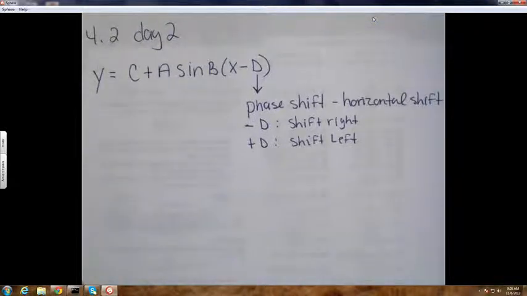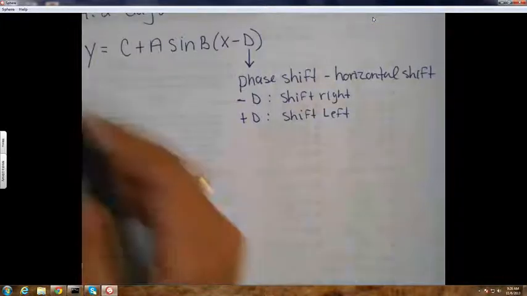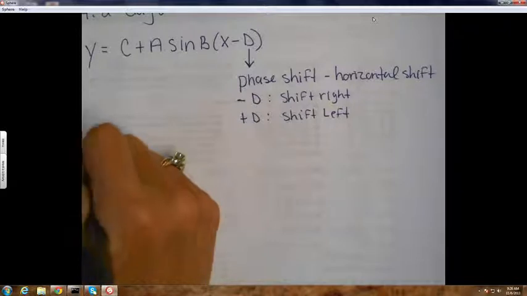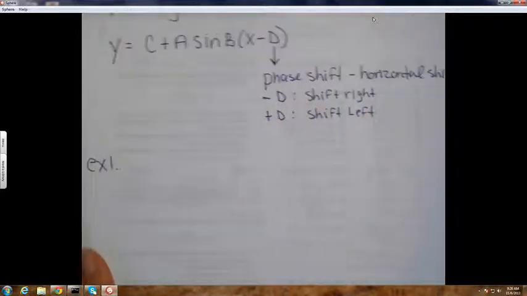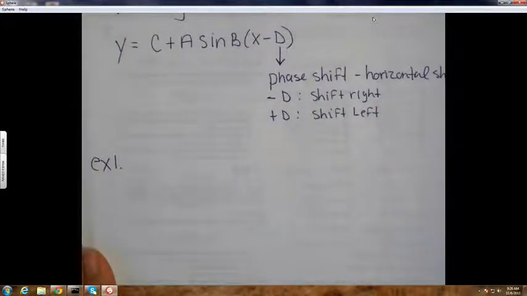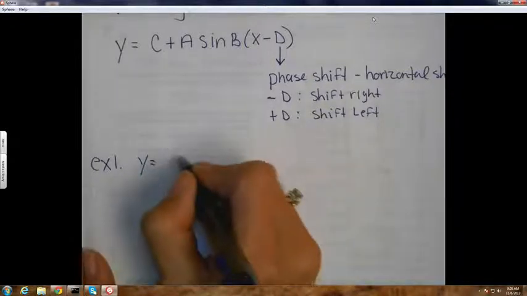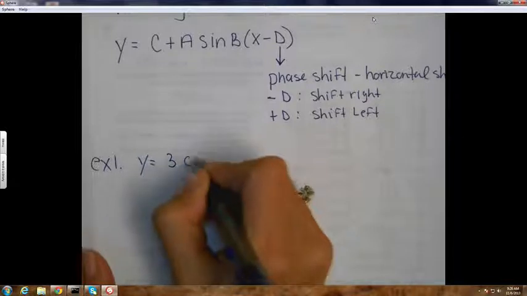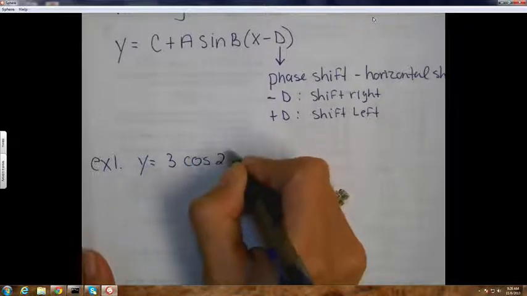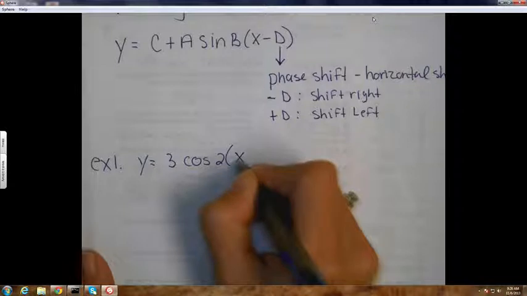Are you ready? Here we go. Example 1. Y equals 3 cosine 2 parentheses x minus pi over 4.